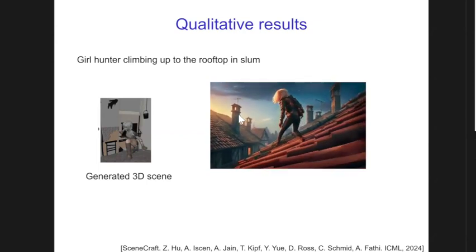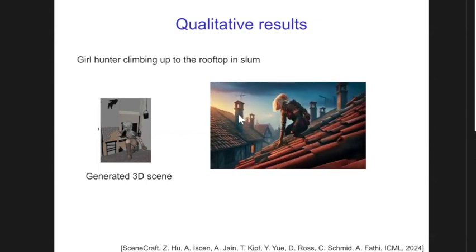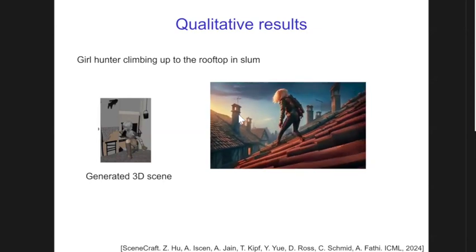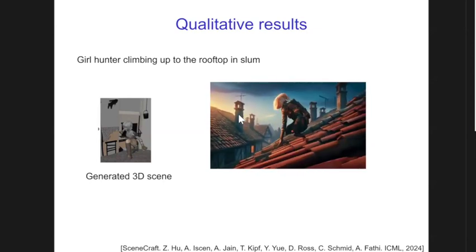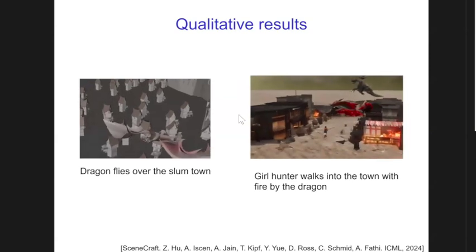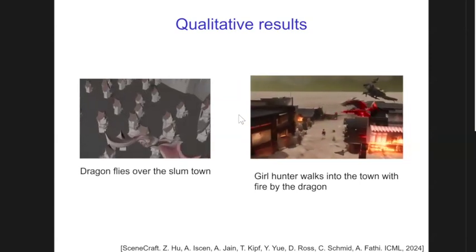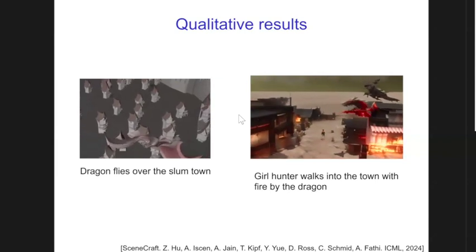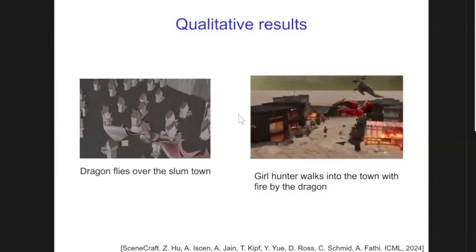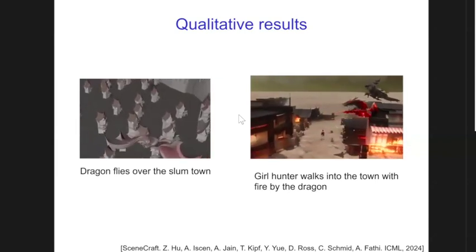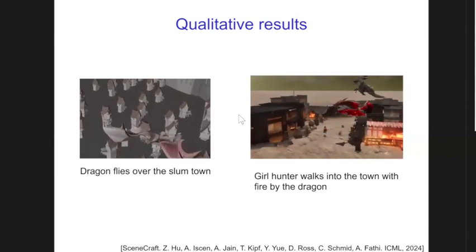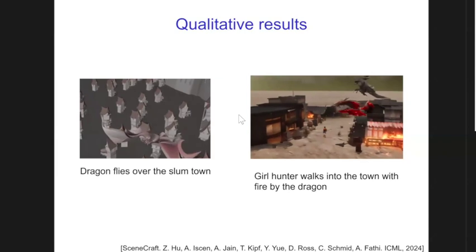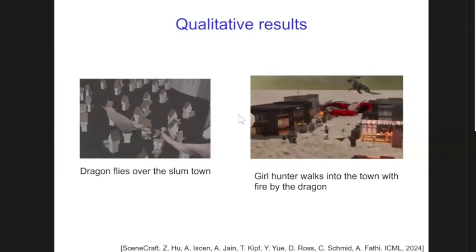It works well. Obviously, there could be future improvements by really also having these constraints on the 3D objects, which we don't have. We don't have it on the dynamics yet. Another example, this dragon flies over this slum town. You can see that the slum town is nicely assembled. And then last example, a girl hunter walks into the town with fire by the dragon, and you can see that the town is assembled correctly, and the girl is walking and the dragon is lying on top of this.